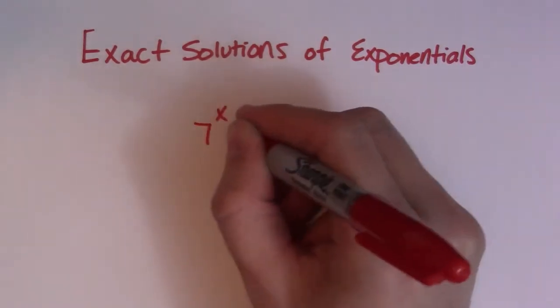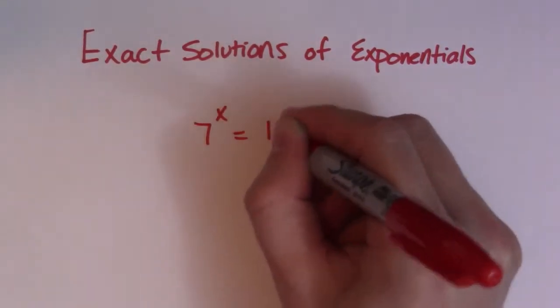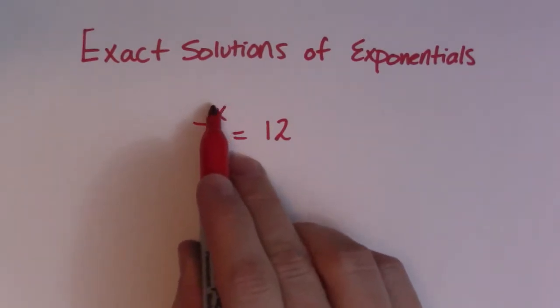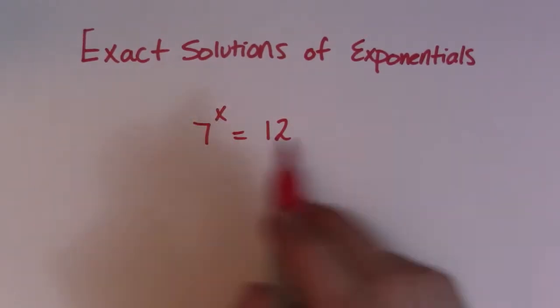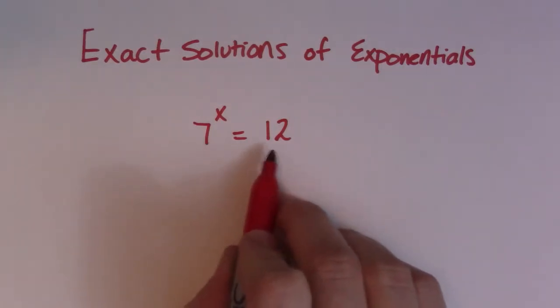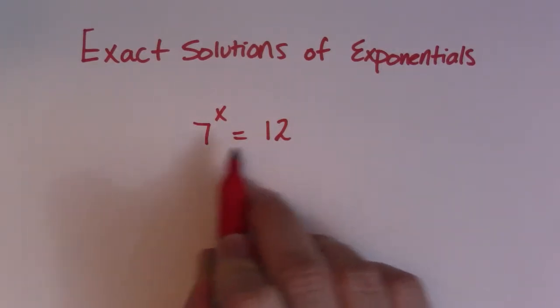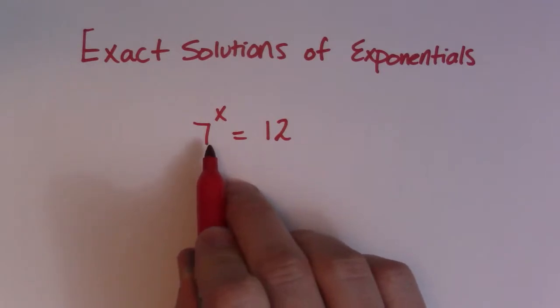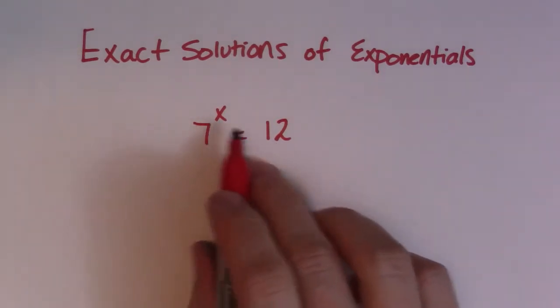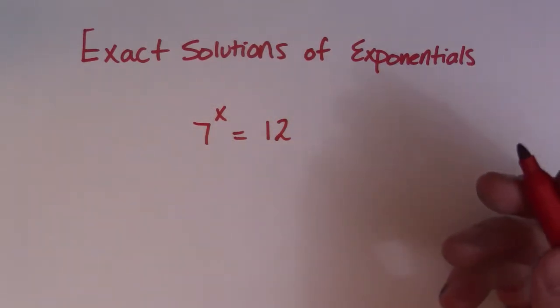7 to the x is equal to 12. So that's an exponential equation, a fairly simple one, where we have an unknown exponent here, x. So this is what we're trying to find. We're trying to find x. And normally we might look at it and say, well, can we find a common base between 12 and 7? Of course we can't. 7 doesn't break down at all, and 12 doesn't break down at all. So we need some other means. That other means is logs.